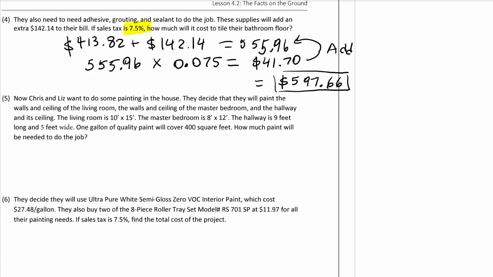Alrighty, now let's look at question number 5. Now Chris and Liz want to do some painting in the house. They decide that they will paint the walls and ceiling of the living room, the walls and ceiling of the master bedroom, and the hallway and its ceiling. The living room is 10 feet by 15 feet. The master bedroom is 8 by 12 feet, and the hallway is 9 feet by 8 feet. 1 gallon of quality paint will cover 400 square feet. How much paint will be needed to do the job?